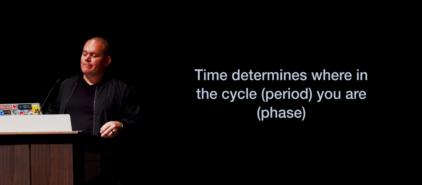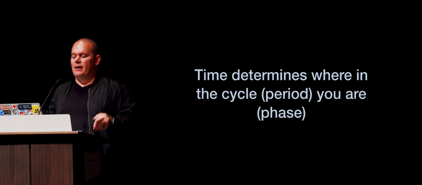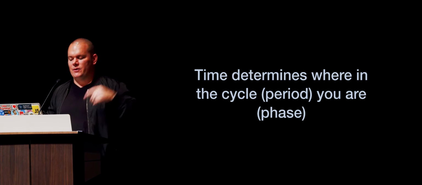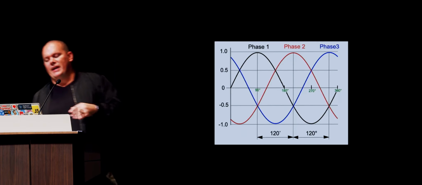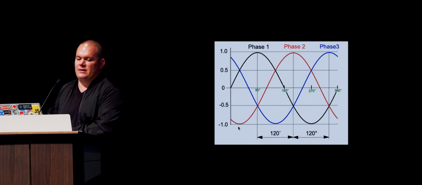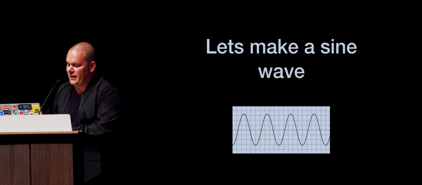And time determines not just that oscillation rate, but where in the cycle you are. The full cycle is called your period, and where you are is the phase. So here, this shows a waveform in different phases. They're offset, it's all the same waveform, but it's offset horizontally for where the start point is. One full cycle of oscillation is called a period, and that gets a little bit more important later.